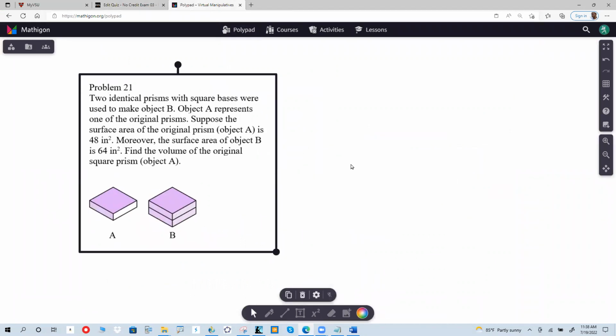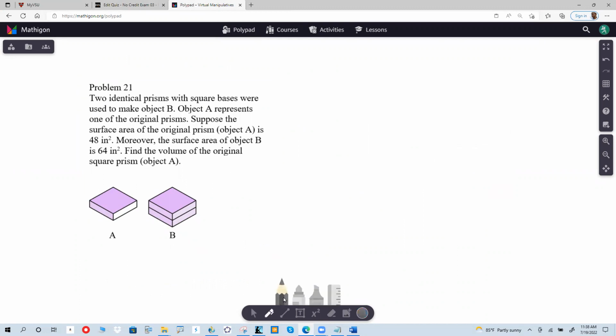Two identical prisms. Okay, what's a prism, guys? Those of you who had 3180, most of you know what a prism is. A prism is something that is polygonal on the base, and you need two congruent polygonal bases, and then you join the vertices. So a shoebox is a prism.